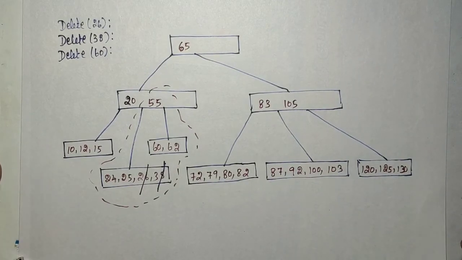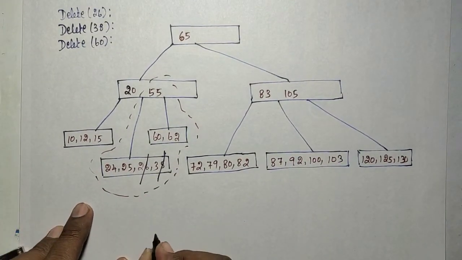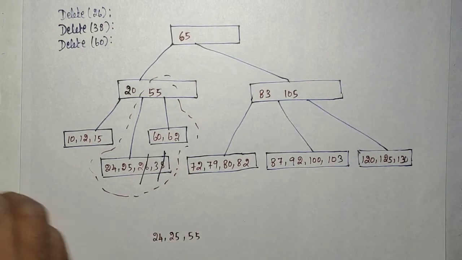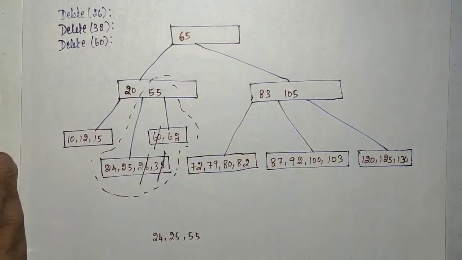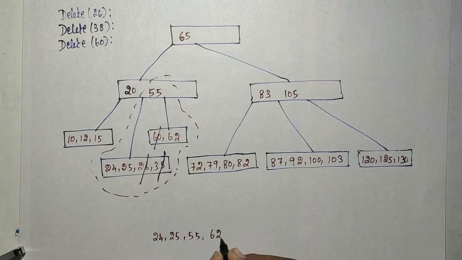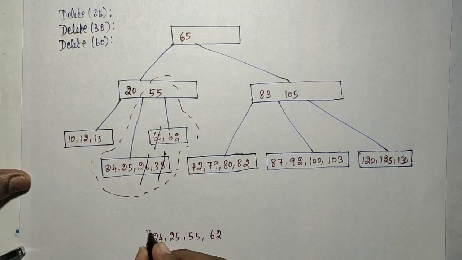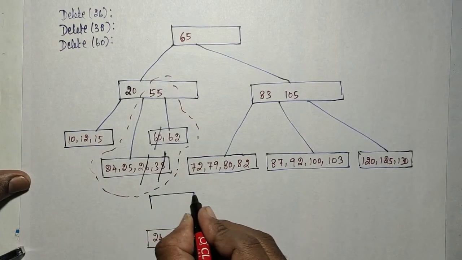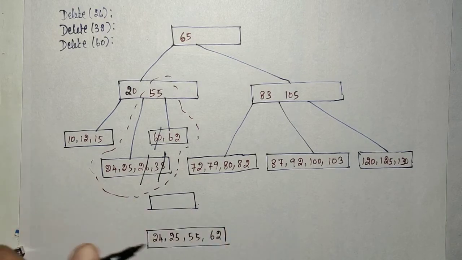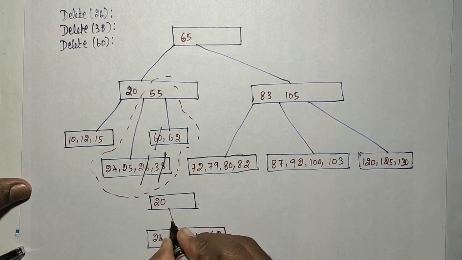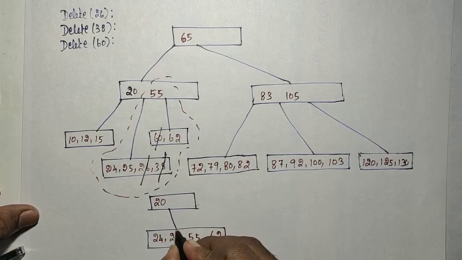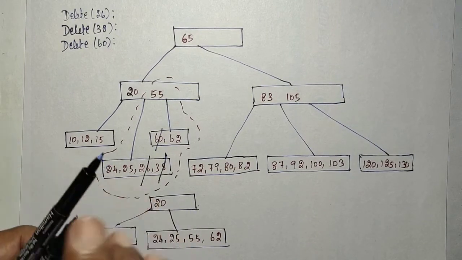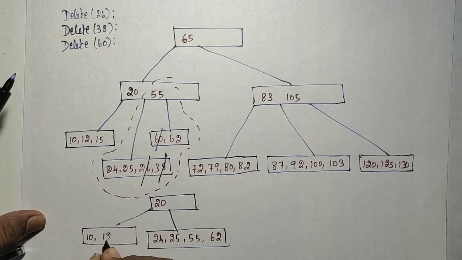So it means that 24, 25 and 55, the 60 is getting deleted, correct? So only the 62. So this is that element, and that root is losing one element, so the root is having only the 20, correct? The 20 right is this one, and left is as usual, that is 10, 12, 15, 10, 12 and what, 15.